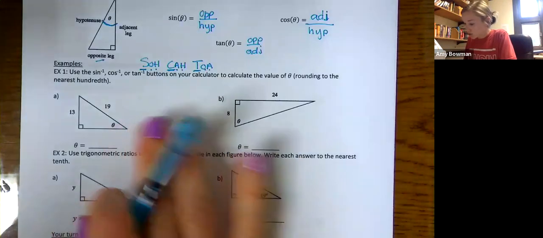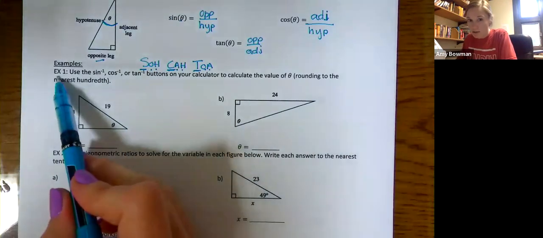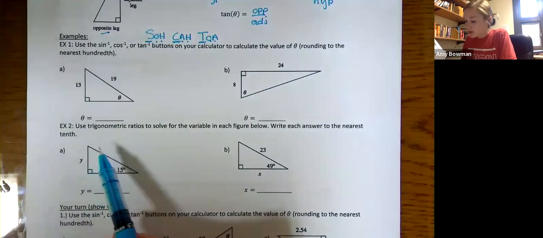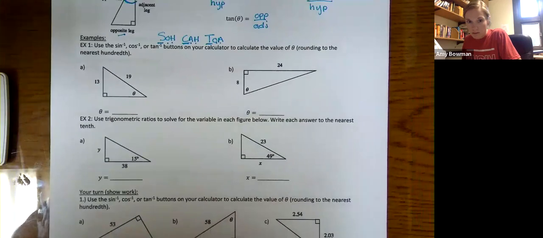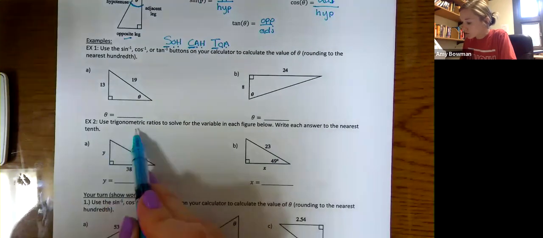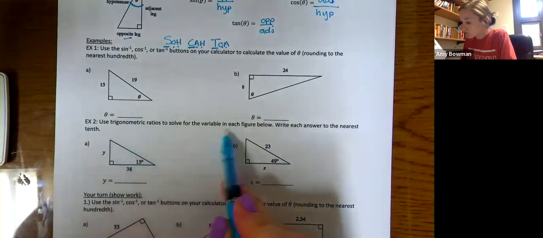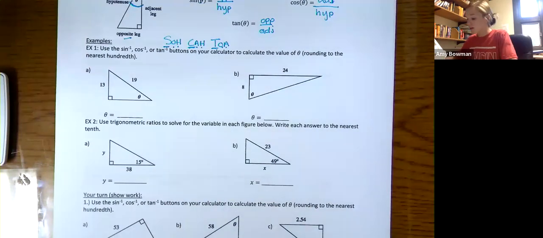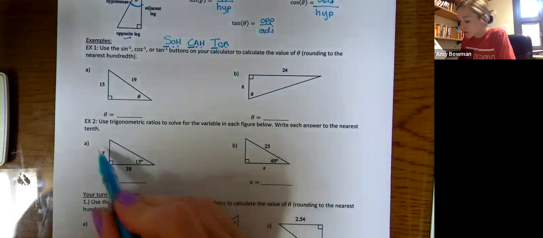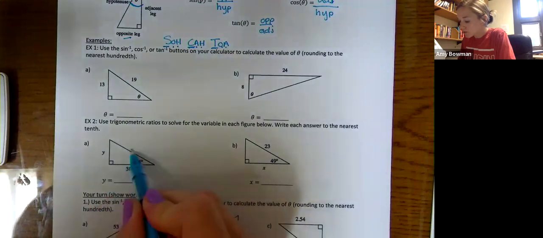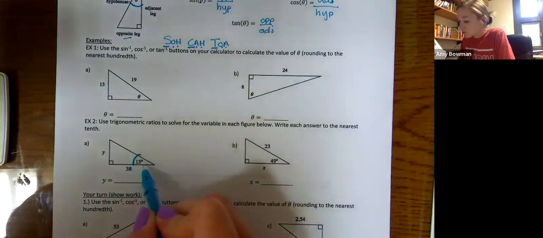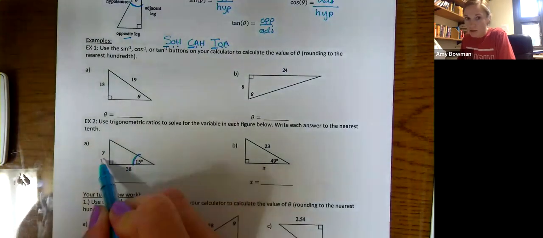I'm actually not going to go straight to example 1. I'm going to jump down to example 2 for a second. And let me zoom out. Okay, so use trig ratios to solve for the variable in each figure. Write each answer to the nearest 10. So I'm looking at this right triangle. I have my hypotenuse opposite of the right angle. 15 degrees is the one angle that we do know. We want to know the value of y.